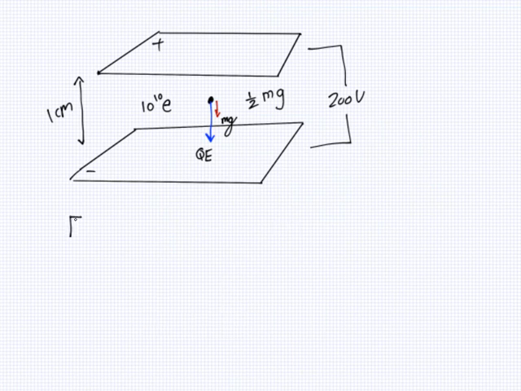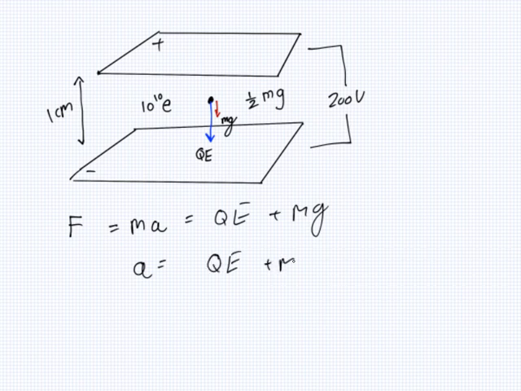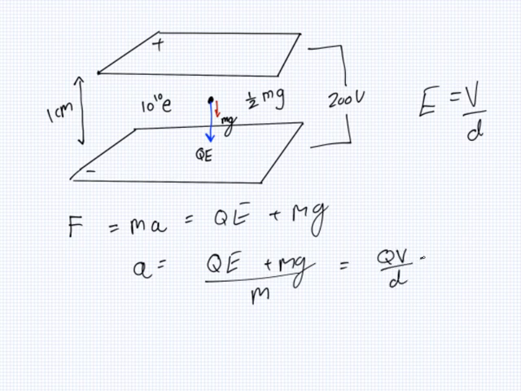F equals ma, which equals QE plus mg. So a equals (QE plus mg) over m. Now, do we know the E? No, but we have this formula: E is V over d. So this is QV over d plus mg over m, so that is QV over md plus mg over m.